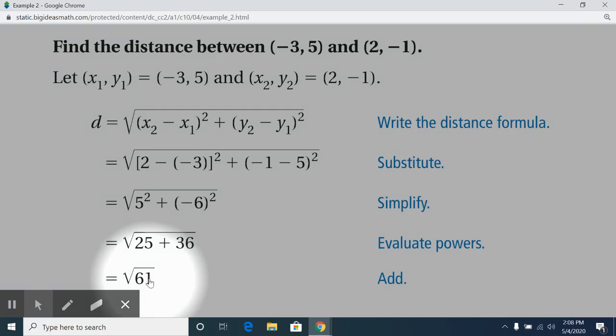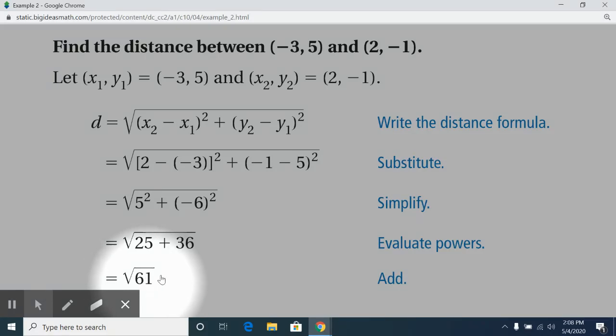Okay, now in the end, this is how we're going to write our answer right here. Whatever number you get underneath that square root symbol, just leave it underneath the square root symbol. Don't actually find the square root of that number and round it, okay? Big Ideas will only mark it correct if you write it exactly how they want you to write it. And this is all they want you to do.